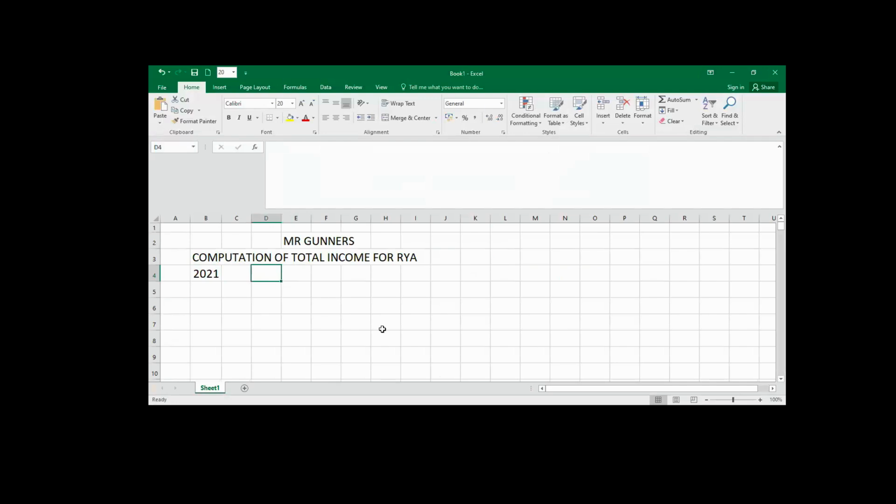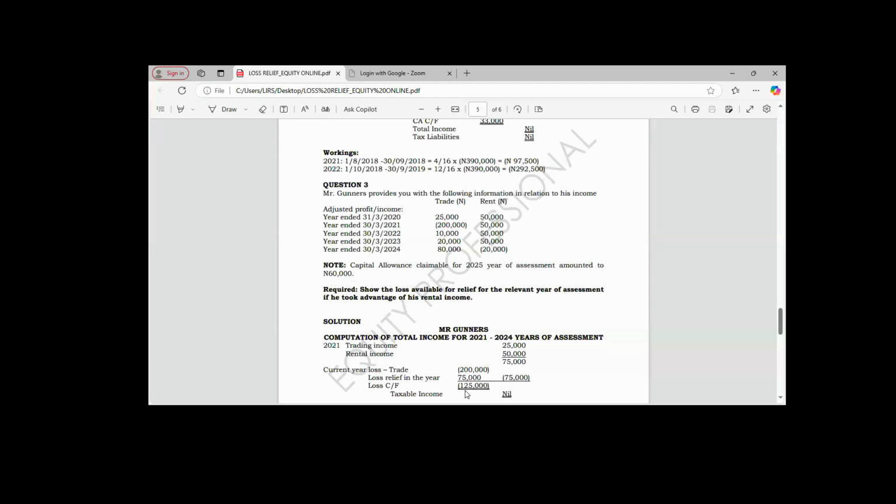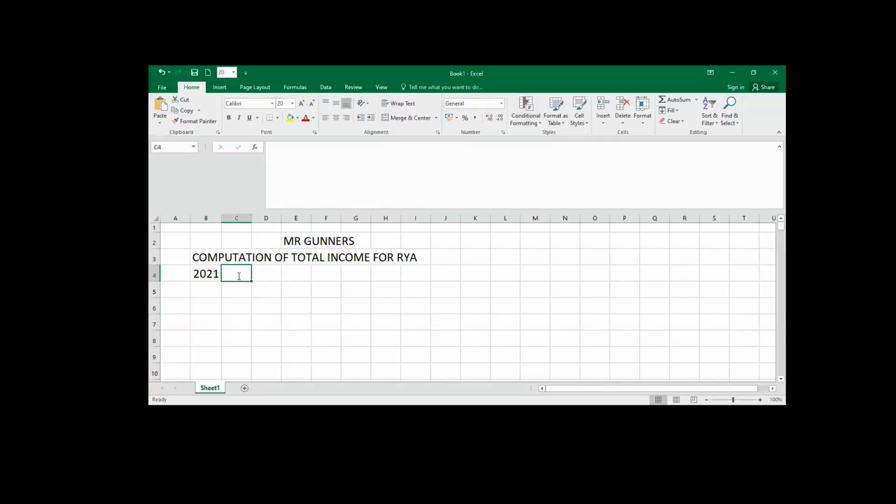So in 2021 year of assessment, we are going to have income from trade and income from rent. So we are going to state those two incomes: trade, we have income from trade. Then we also have income from rent. So we have those two categories of income.